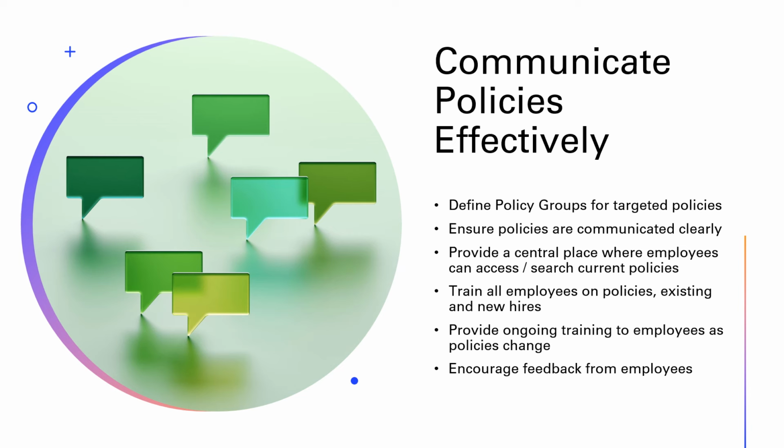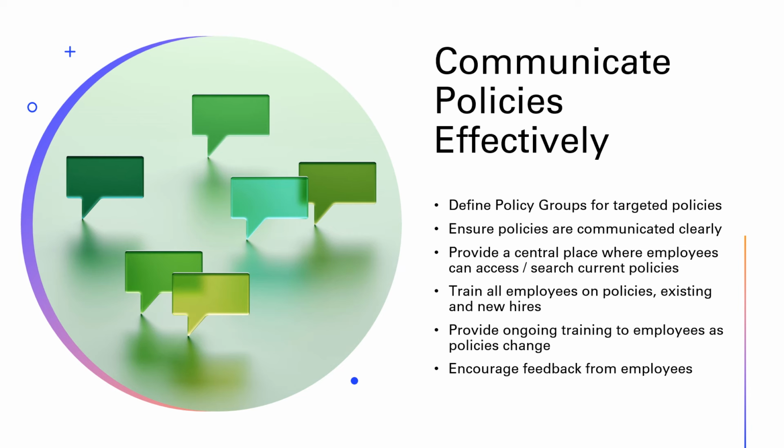And they need to define policy groups that are made up of those employees that are in California. They will get the California handbook. So you need to define policy groups. It's not everybody gets everything. You want to ensure that policies are communicated clearly. You want to send it out in email, let them know that the policy is out there as well.